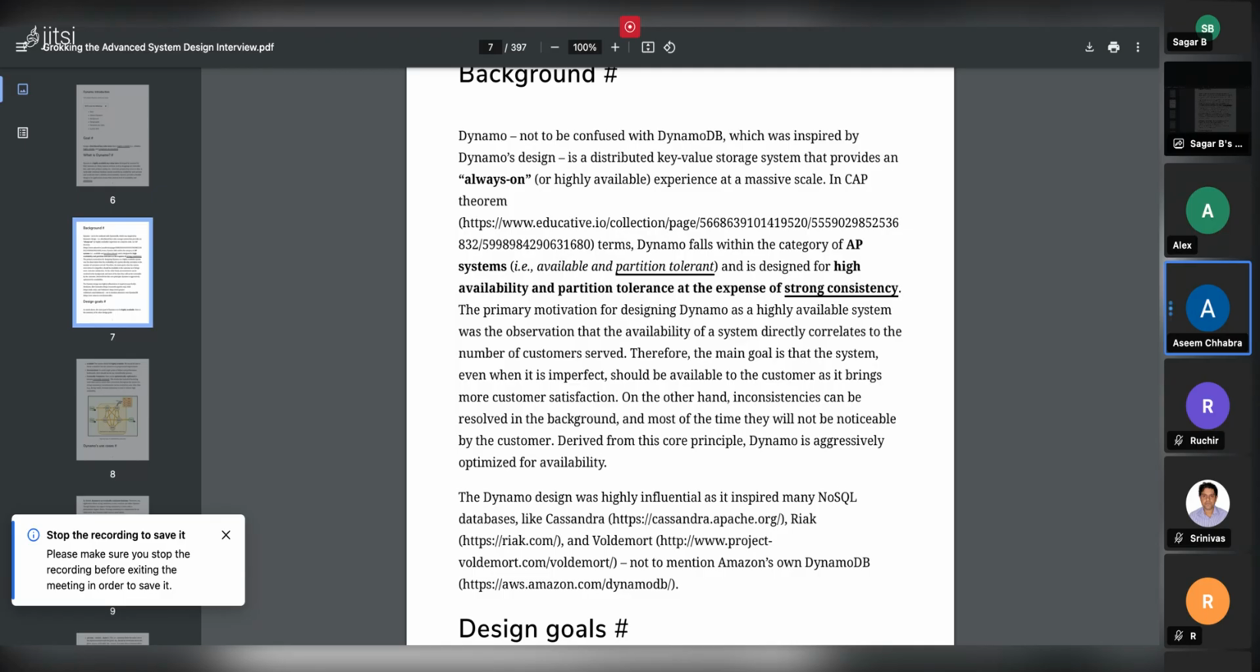The Dynamo design was highly influential as it inspired many NoSQL databases like Cassandra and Voldemort, not to mention Amazon's own DynamoDB.